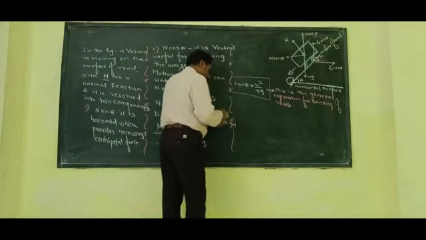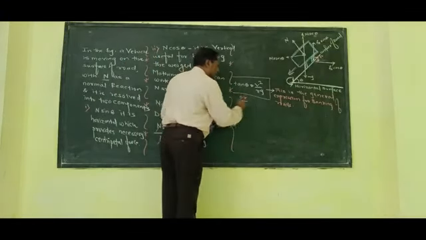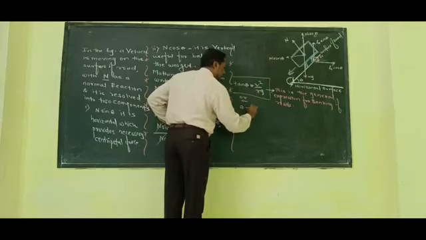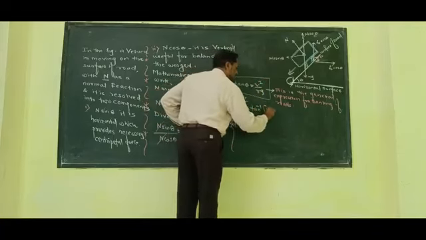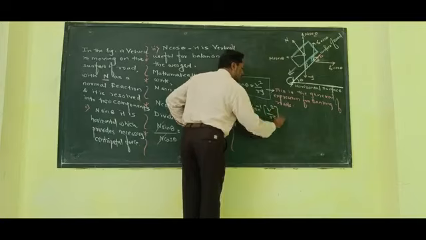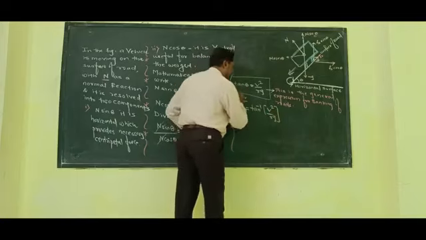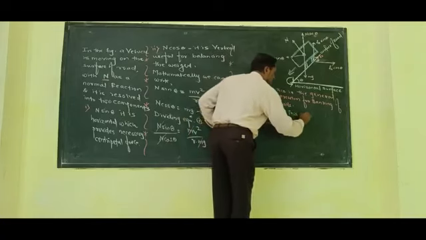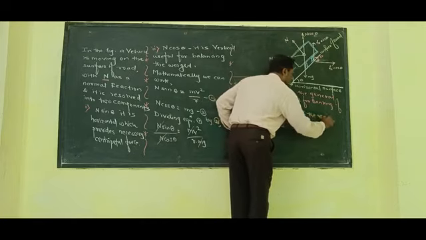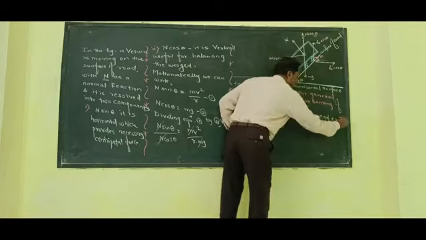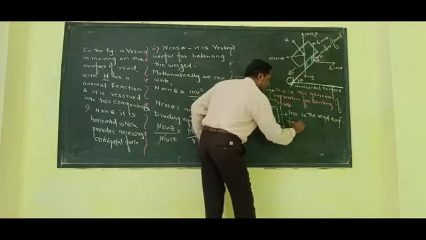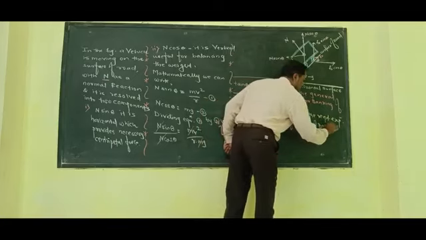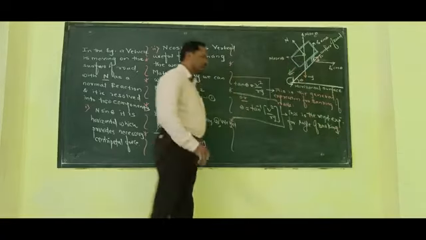Or it can also be written as theta is equal to tan inverse of v square upon rg, when tan goes to that side. This is the required expression for angle of banking.